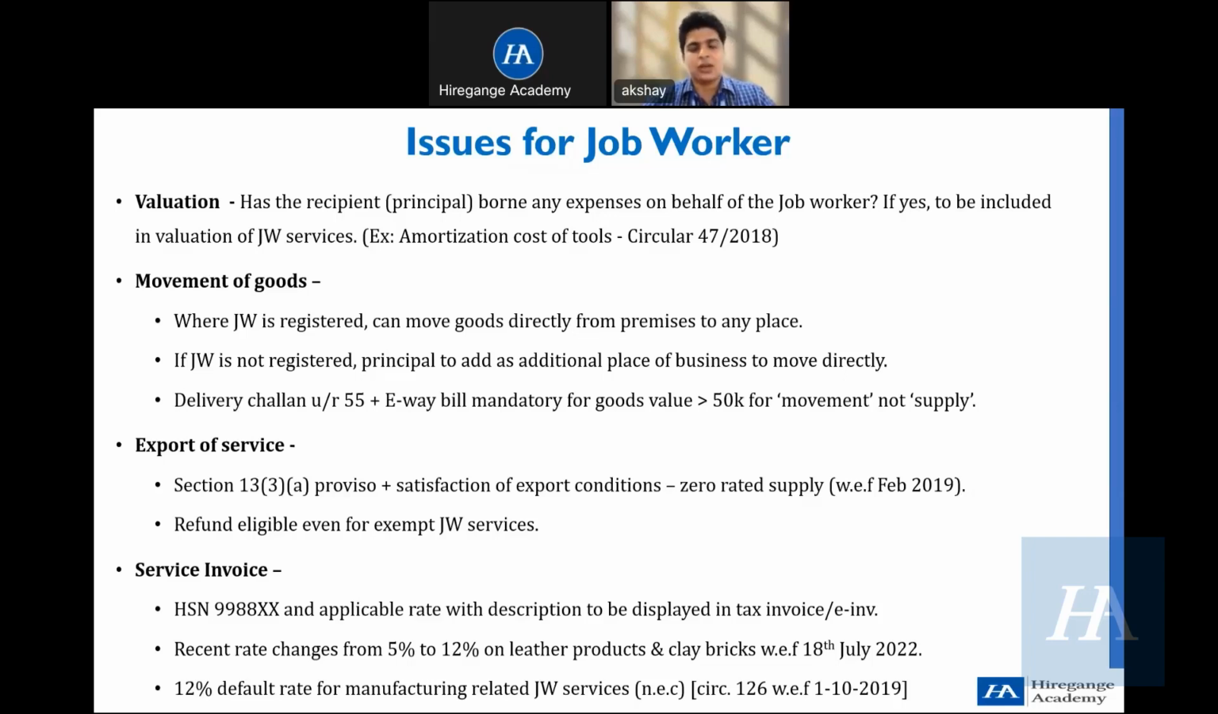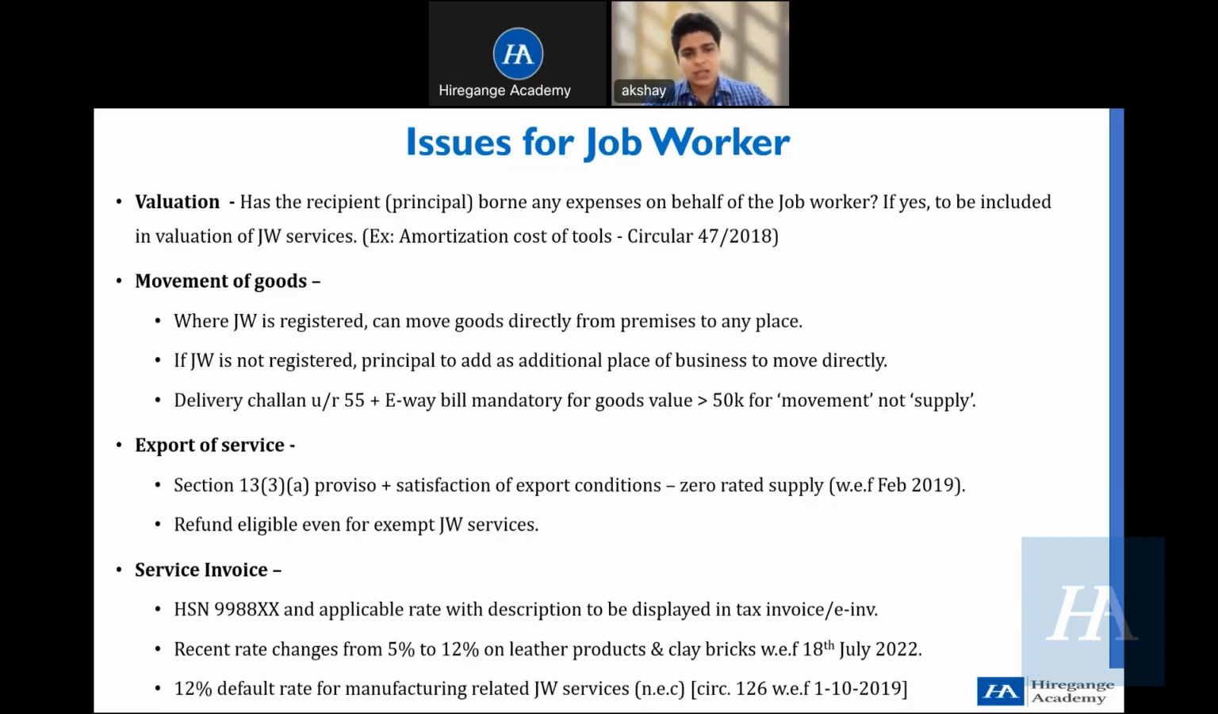Alternatively, of course, the principal can ensure he deals only with registered job workers, or if it is very important, he may look to take a registration in the job worker's location and also add that as an additional place of business. So, delivery challan under Rule 55, contents are mentioned therein. Please ensure that your document is as per the contents mentioned in Rule 55. E-way bill is also mandatory for goods value of more than 50,000.